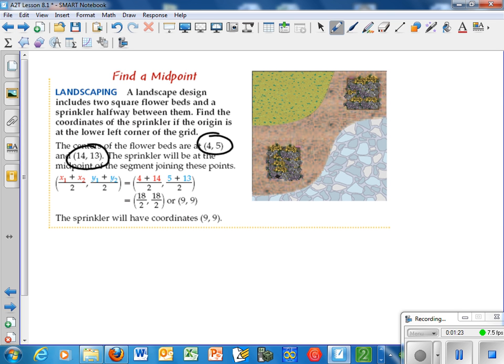So notice what they do right here. They add their x values, so 4 and 14, so 4 plus 14, which is 18, divide by 2, so 18 divided by 2 gives 9. And then if we add our y values, notice our y value is 5, and our second y value is 13, so 5 plus 13 divided by 2, and that equals 9. So we end up getting the same x and y coordinate there, 9, 9.